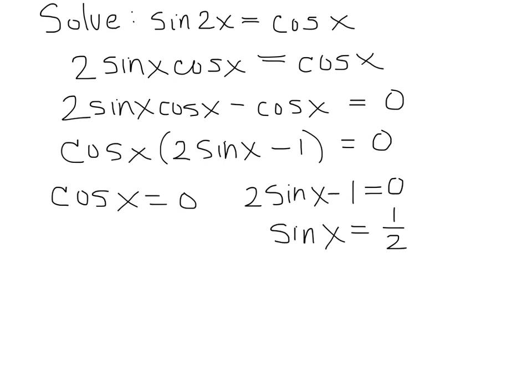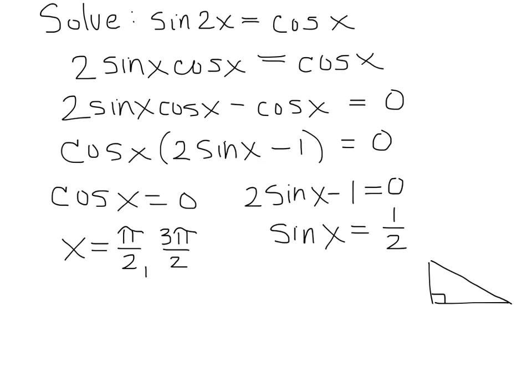Cosine is the x-coordinate, therefore the x-coordinate would equal 0 at x is equal to pi over 2 and 3 pi over 2. Now, looking at the equation on the right, you need to use your reference triangle.